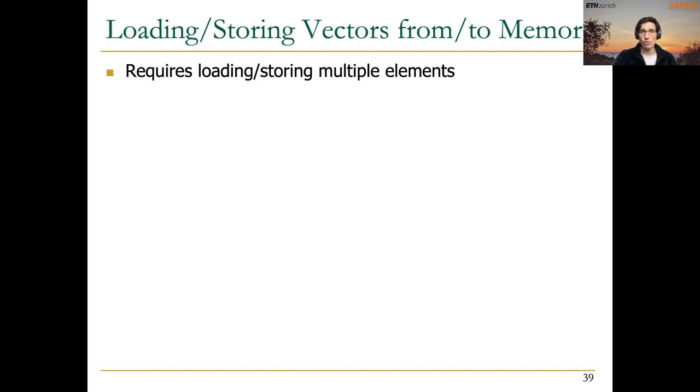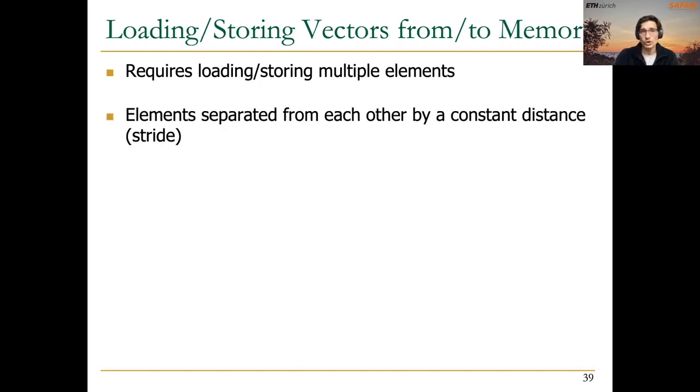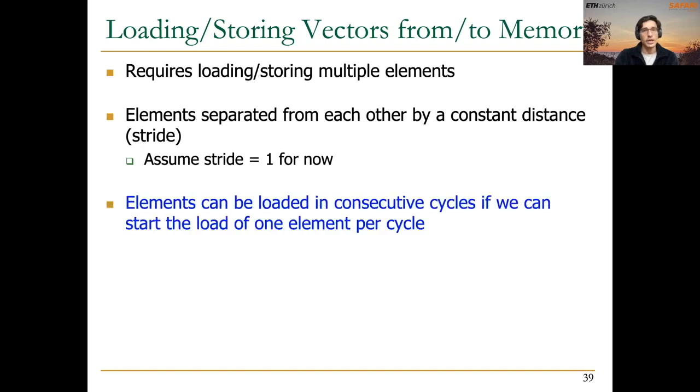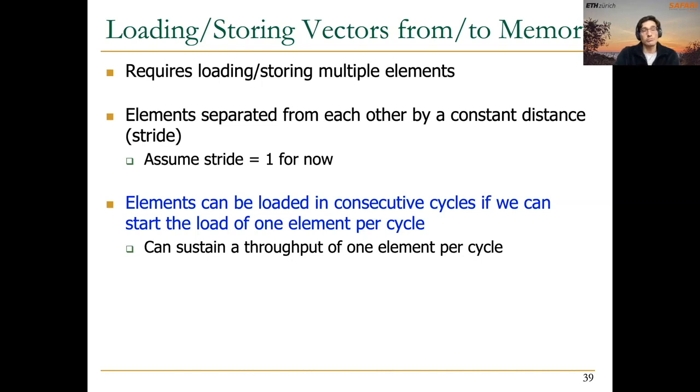In the end, because we are operating on vectors, we need to load or store multiple elements. And these elements, as you know already, are separated from each other by a constant distance. This distance is the stride. For now, we are going to assume stride equal 1 because it's going to be easier to understand everything, and we are going to discuss how to access memory. Elements can be loaded in consecutive cycles if we can start the load of 1 element per cycle. And this way, we can sustain, hopefully, the throughput of 1 element per cycle.